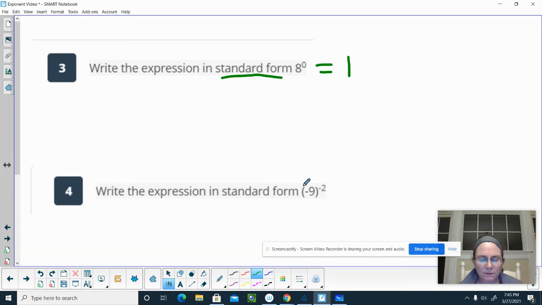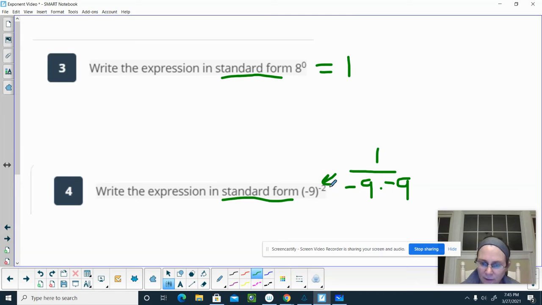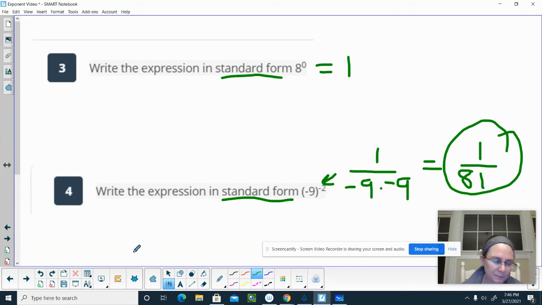Write the expression in standard form. Okay, so again, standard form is the answer. Well, okay, so let's pick this apart. We have a negative exponent. So that tells me that my numerator is going to be 1. My denominator is going to be negative 9. So I take the base number and multiply it by itself 2 times because my exponent is negative 2. And when I multiply this out, negative 9 times negative 9 is 81, positive 81. Negative times a negative is a positive.